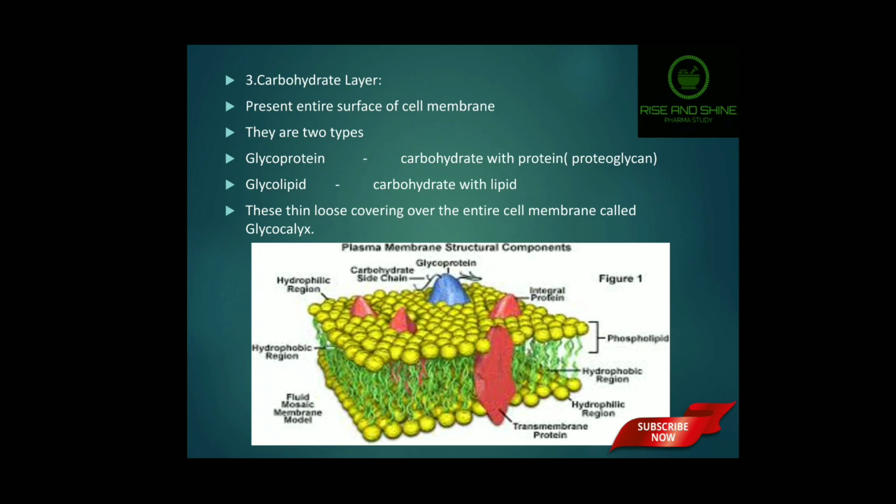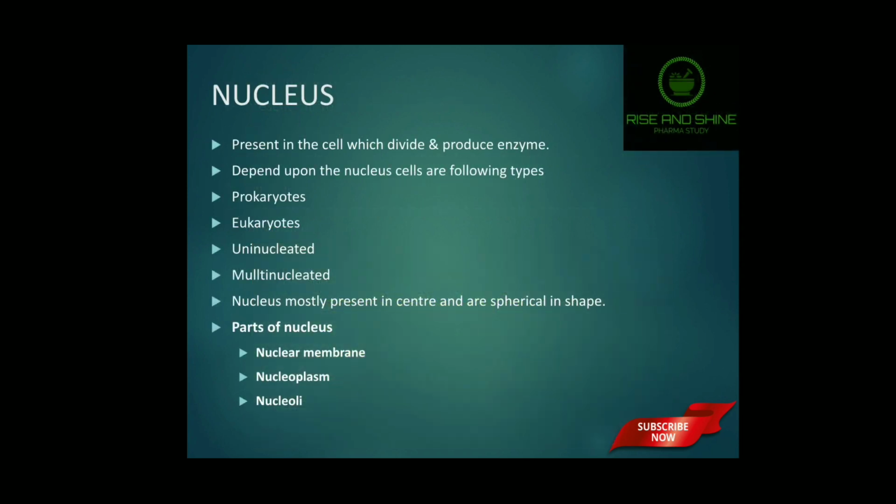Next one is the nucleus. We already know that the nucleus is the third major part present in the cell. The nucleus undergoes the division process and the enzyme production process. Depending upon the nucleus, the cells have the following types. First one is prokaryotics. Prokaryotics are the cells which do not have a nucleus. Due to the absence of the nucleus, they do not undergo division and the synthesis of enzyme.